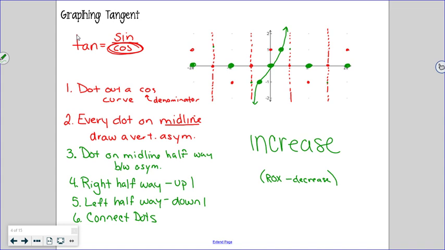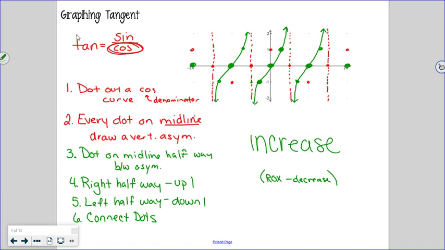Now, requirements. You must fill between all asymptotes. It is the exact same pattern over and over. I have my first dot there, so then I go over halfway, up 1, left halfway, down 1, increase between my asymptotes. Right halfway, up 1, left halfway, down 1, increase between my asymptotes.